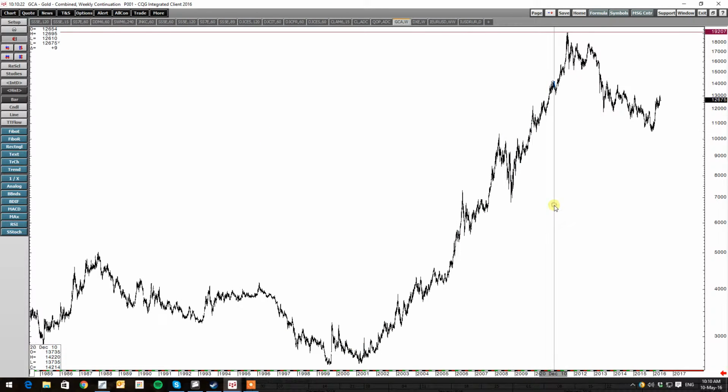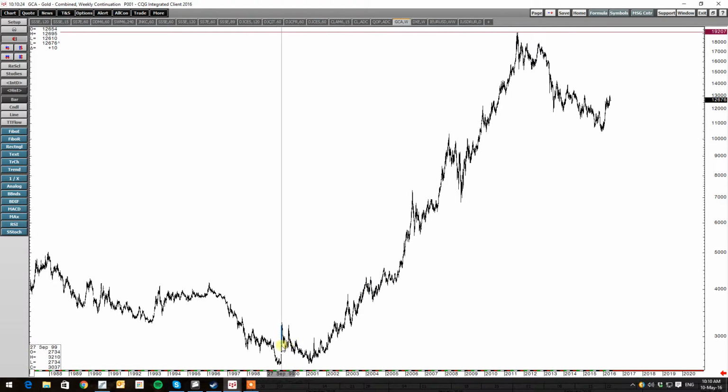This is gold on a weekly chart. That means that every little bar is 1 week, and it covers roughly a period between 1988 all the way to the current time in 2016. As you can see, gold has rallied quite a little bit, from about $255 per barrel all the way to $1,920 per barrel, and that happened on the 6th of September 2011.